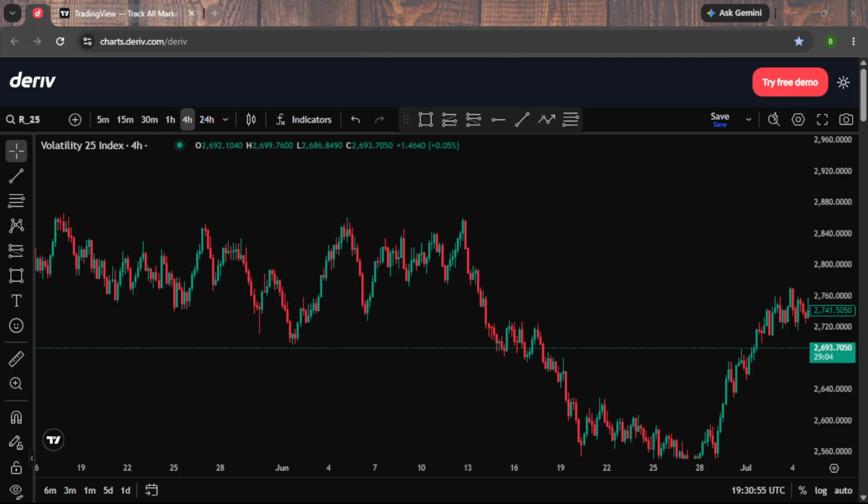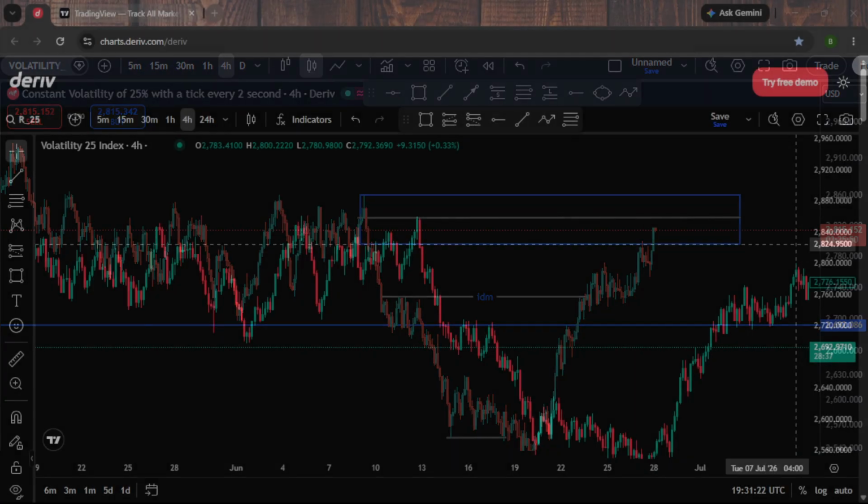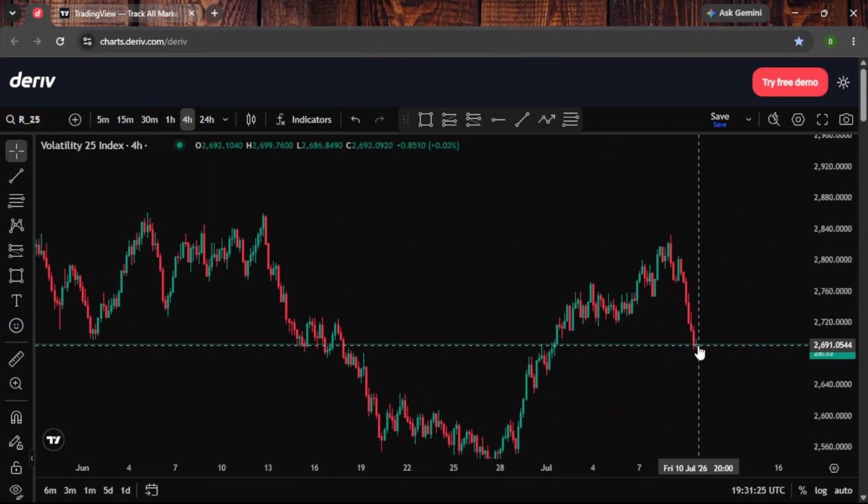Okay, so as you can see on your screen, this is Volatility 25 and I took this trade yesterday and it is dropping. Alright, but let me give you the breakdown of what I did so you can implement it in your own trading. This was the trade yesterday, this was where it was yesterday, and currently this is where the trade is right now. You can see the market has dropped down this place. So I'm going to show you how I entered this trade.